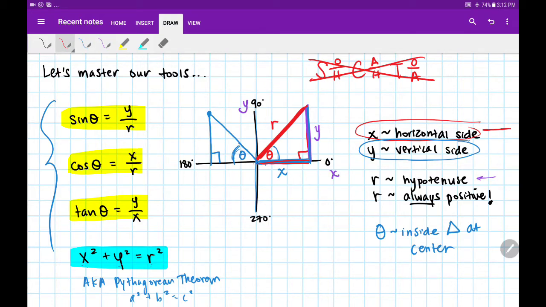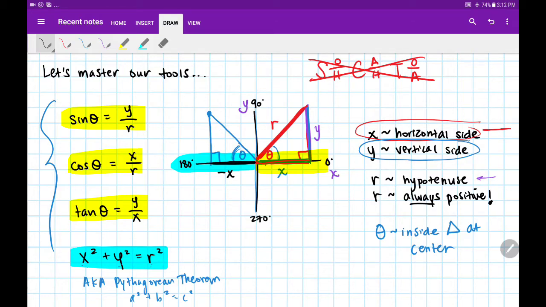Now my horizontal side, my x, is actually, if you think about it, normally my x-axis, the positive values are on the right, and the negative x values are on the left. In the same way, if my leg is going backwards on the x-axis, I'll label that negative x.